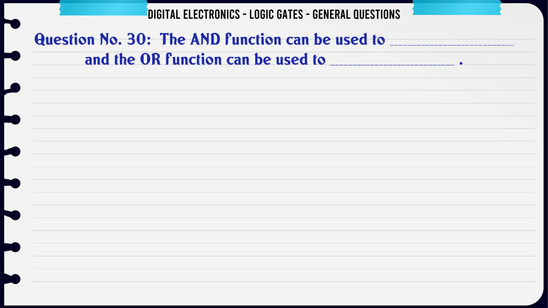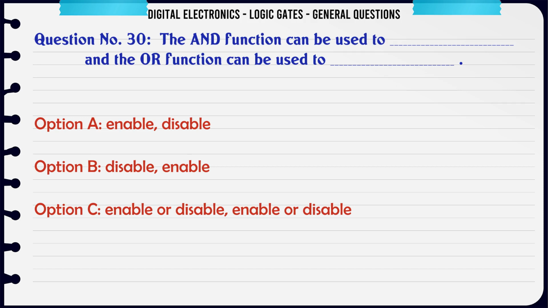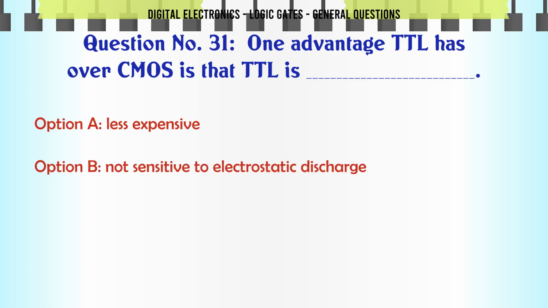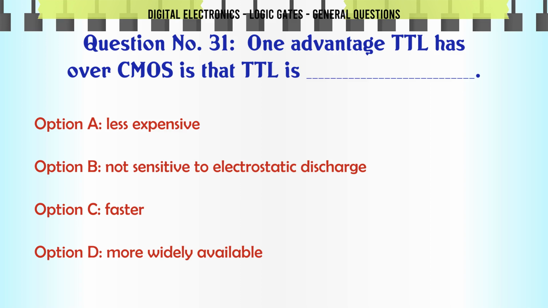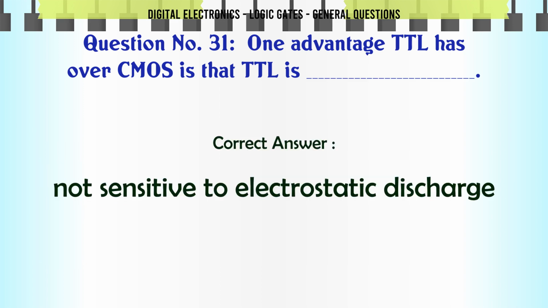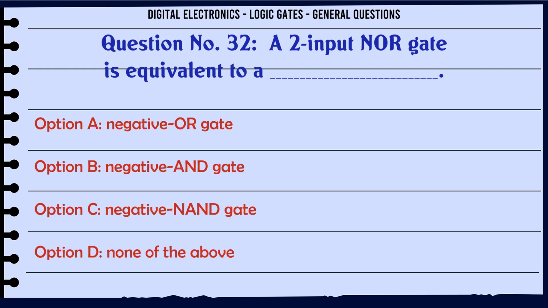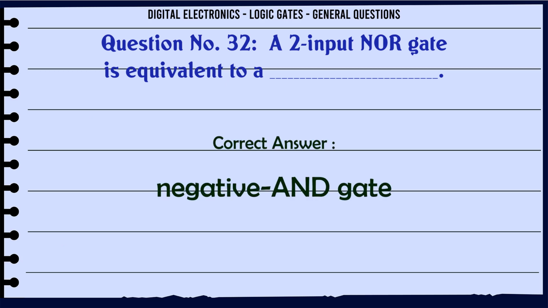The AND function can be used to ___ and the OR function can be used to ___. A. Enable, disable, B. Disable, enable, C. Enable or disable, D. Detect, invert. The correct answer is enable or disable. One advantage TTL has over CMOS is that TTL is A. Less expensive, B. Not sensitive to electrostatic discharge, C. Faster, D. More widely available. The correct answer is not sensitive to electrostatic discharge. A 2-input NOR gate is equivalent to A. Negative OR gate, B. Negative AND gate, C. Negative NAND gate, D. None of the above. The correct answer is negative AND gate.